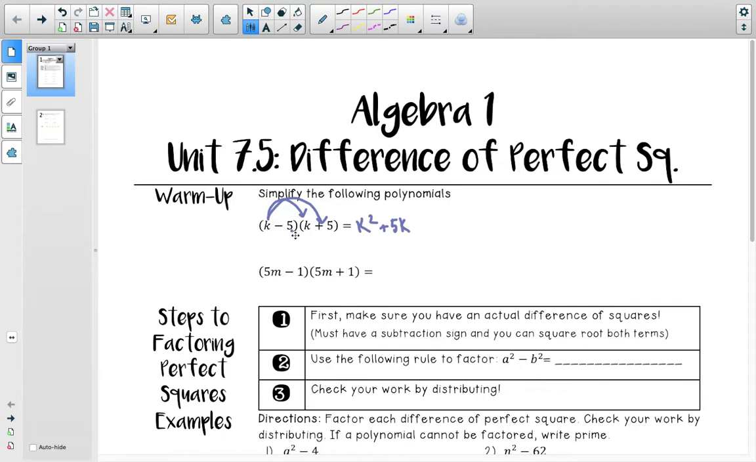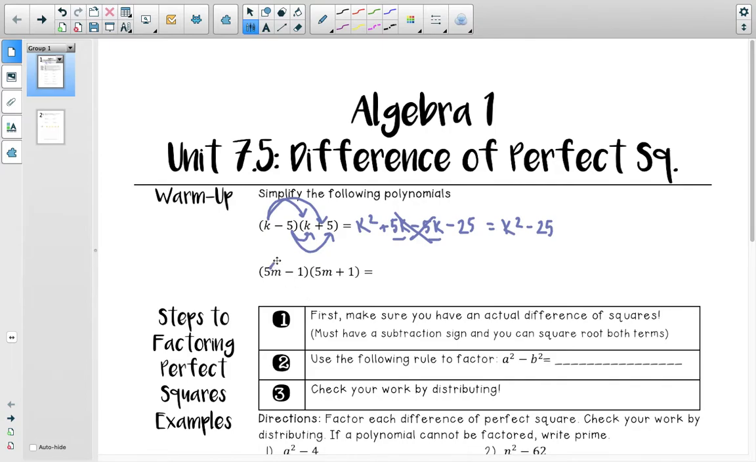And now you have to do the inside or the next term. So then you're going to take negative 5 times k and negative 5 times positive 5, which is negative 25. Now you always have to collect like terms. The only two that have the same terms are right here. They actually cancel out. So you're left with k squared minus 25. All right, on to the next one.